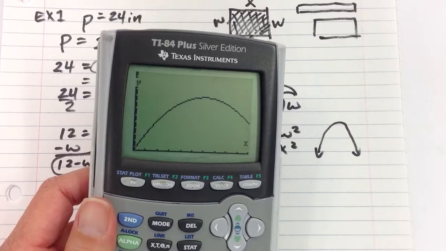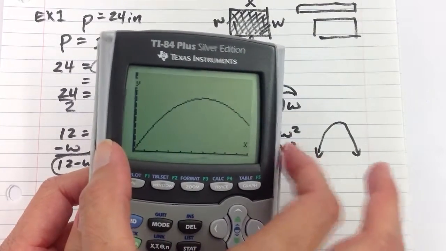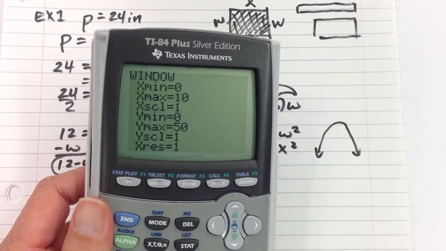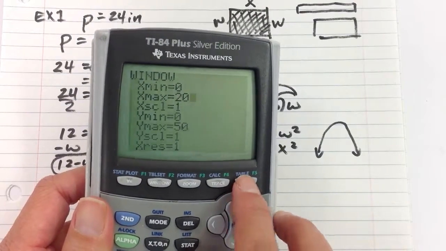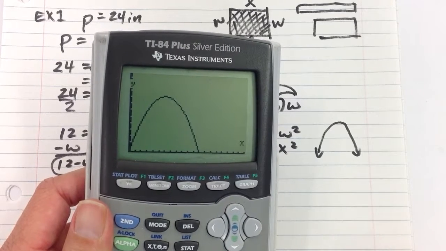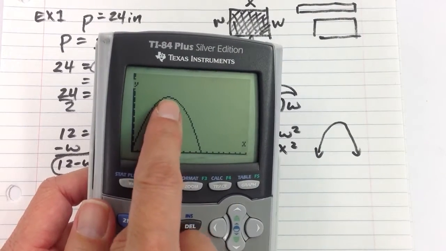Alright, got a pretty good graph. All I really care about is the maximum. I could make my x go a little further. Why don't I go to 20 instead of 10? It'll change my window a little better. So now I can see the whole left and right side of the parabola. Of course, it goes on forever. So I want to find where the maximum is.